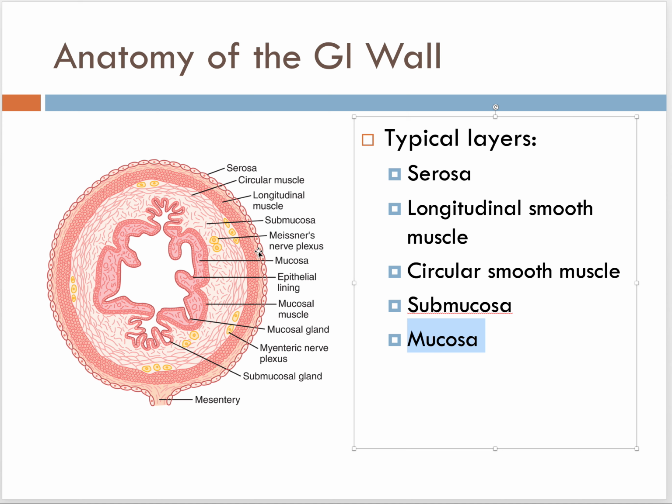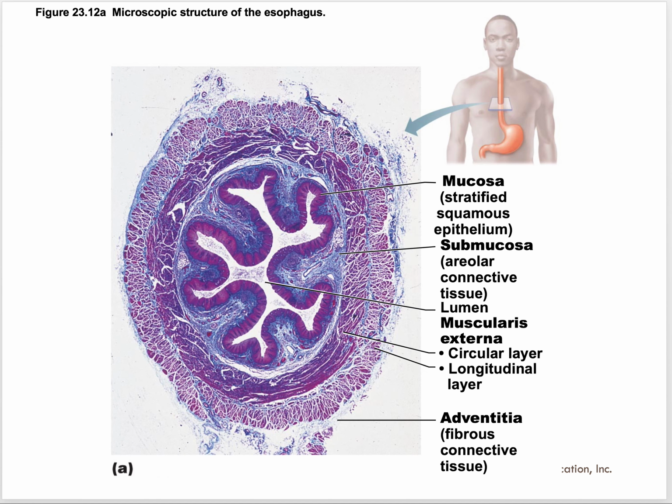Then we have the first little mention of the different plexi. So we have the enteric nerve plexus, Meissner's nerve plexus. We'll talk about what those do and what they control, but they're pretty straightforward, I promise you. They won't be confusing. This is an actual micrograph structural tissue stain of what the esophagus looks like.